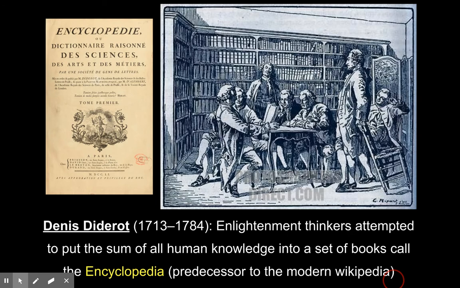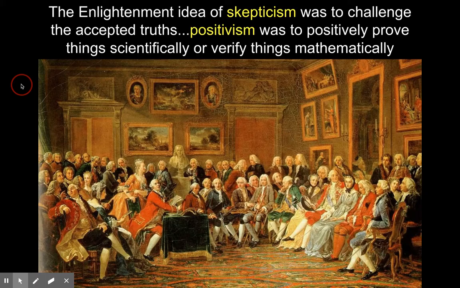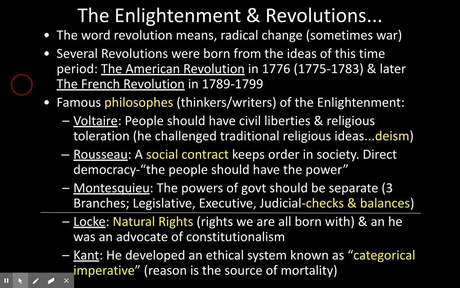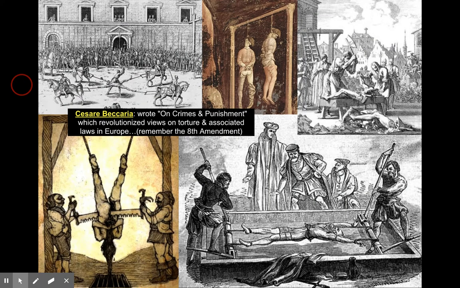But this is a pretty revolutionary thing in the 1700s. Enlightenment thinkers attempted to put the sum of all human knowledge in a set of books called the Encyclopedia. And of course, spelled a little differently in French, but you get the idea. So that was a huge undertaking. And a lot of the guys that we just discussed were involved in that encyclopedia, contributing in their area of expertise. But Diderot is the guy who was putting it all together.